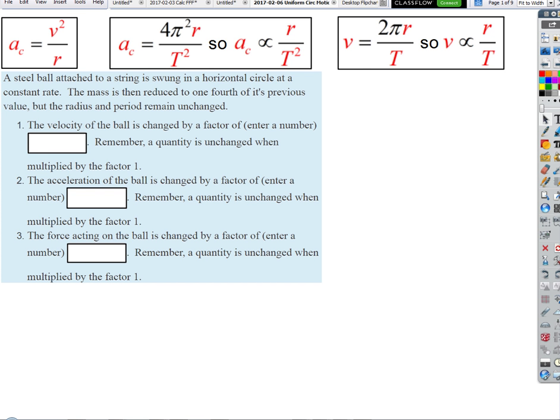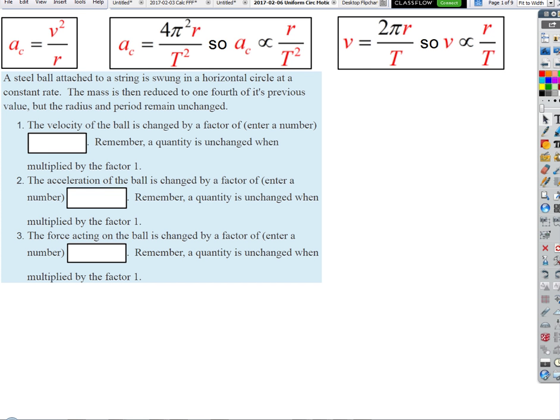Then we tweak things. The mass is then reduced to 1/4 of its previous value, but the radius and period remain unchanged. And so we want to know what's the new velocity and what's the new acceleration and what's the new force. So we could make this difficult.